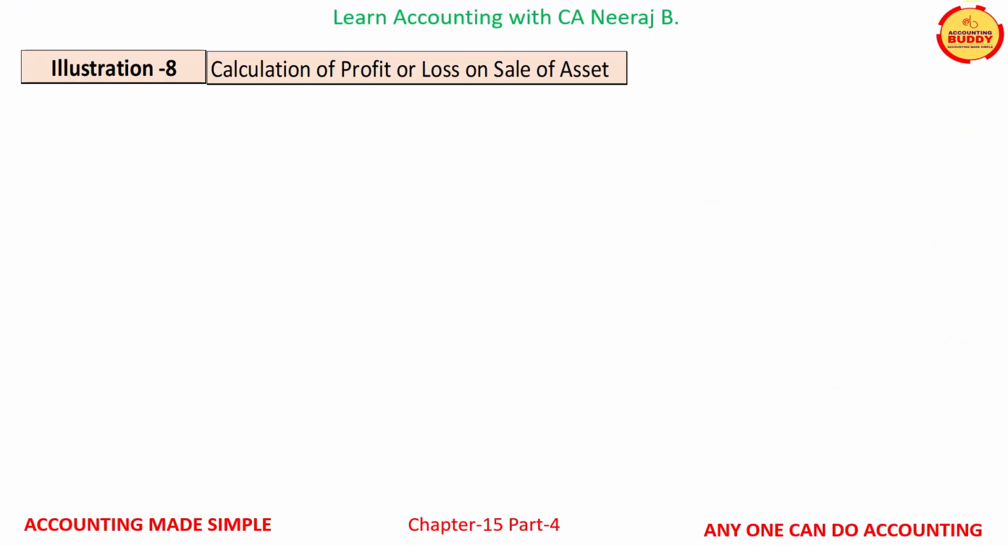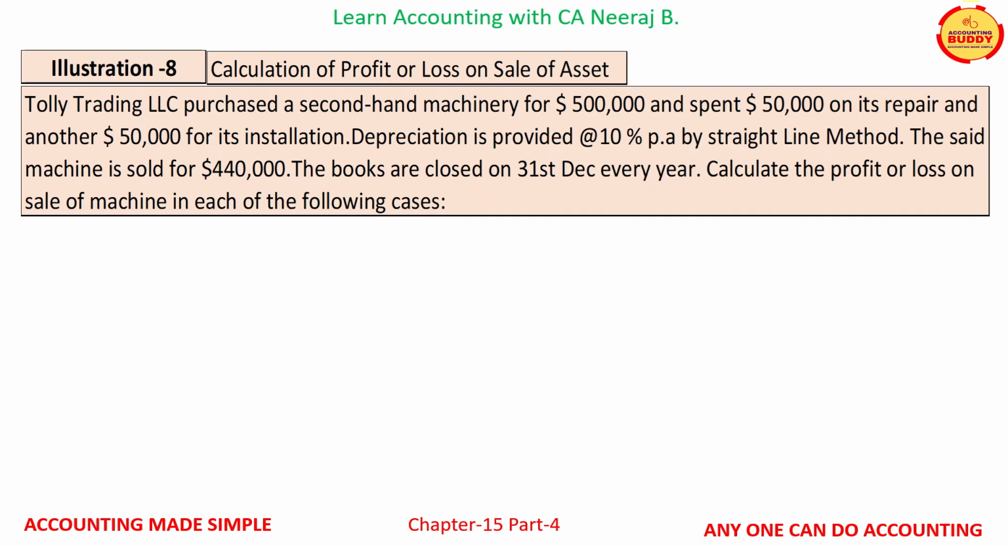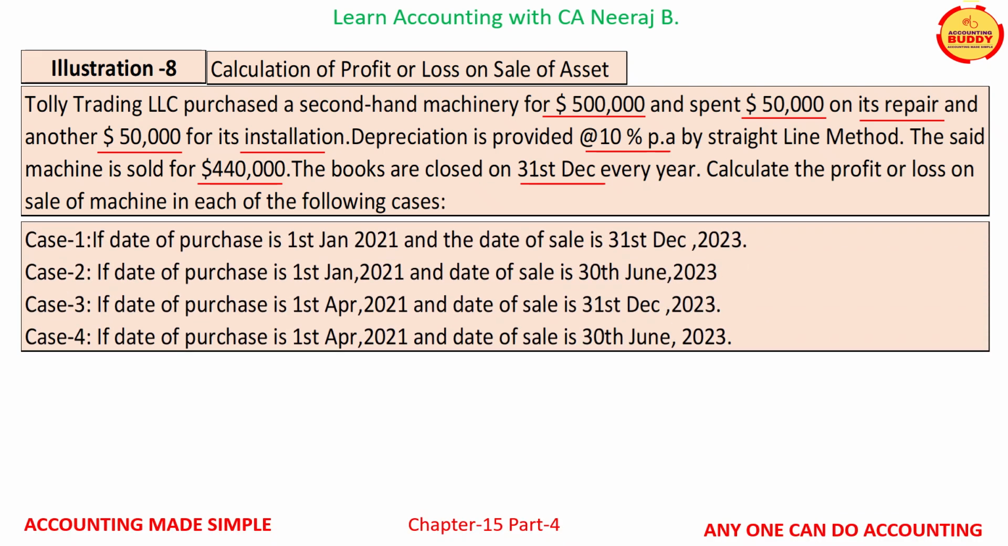In this illustration, we will calculate profit or loss on sale of a fixed asset under 4 different cases. Tuli Trading LLC purchased a second-hand machinery for $500,000 and spent $50,000 on its repair and another $50,000 for its installation. Depreciation is provided at the rate of 10% per annum by the straight line method. The said machine is sold for $440,000. The books are closed on 31st December every year. Calculate the profit or loss on sale of the machine in each of the following cases.